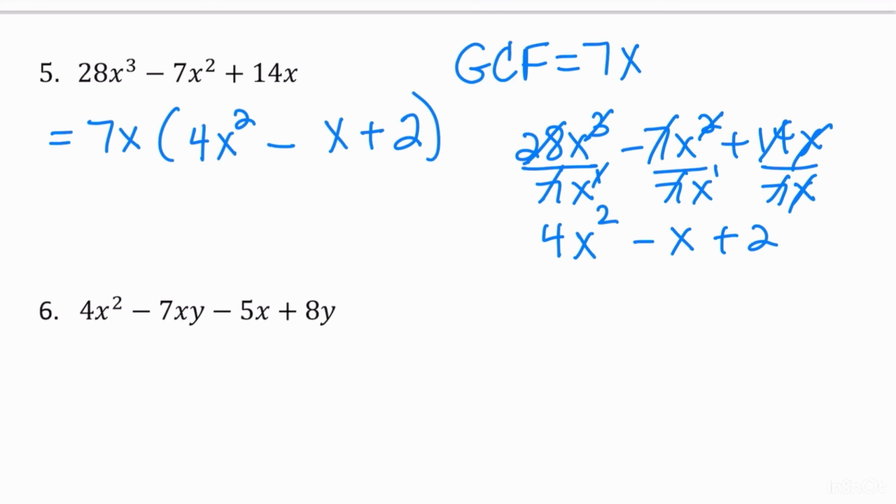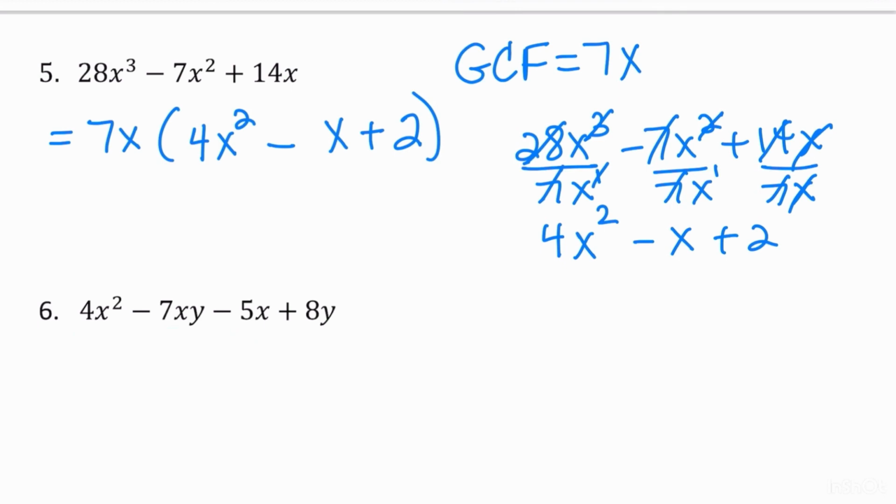Okay, so in number 6, first question, are all of the coefficients divisible by the same number? The answer is no. I have 4, 7, 5, and 8. 5 is a prime number, 7 is a prime number. That means they're only divisible by 1 and itself. And so no, right now all of these numbers are not all divisible by the same number.